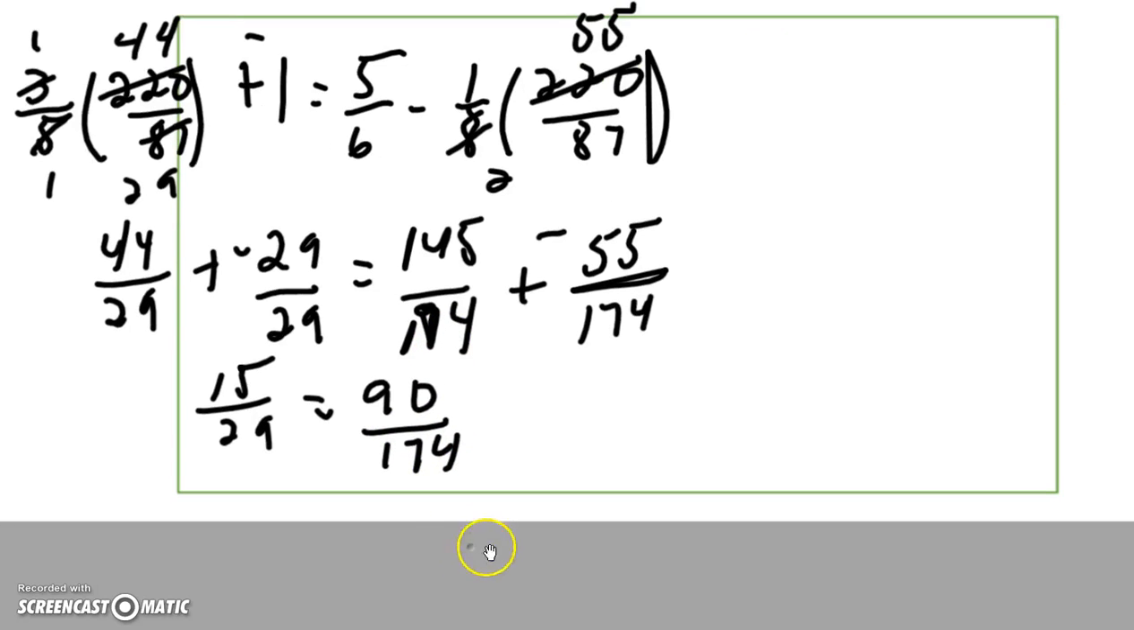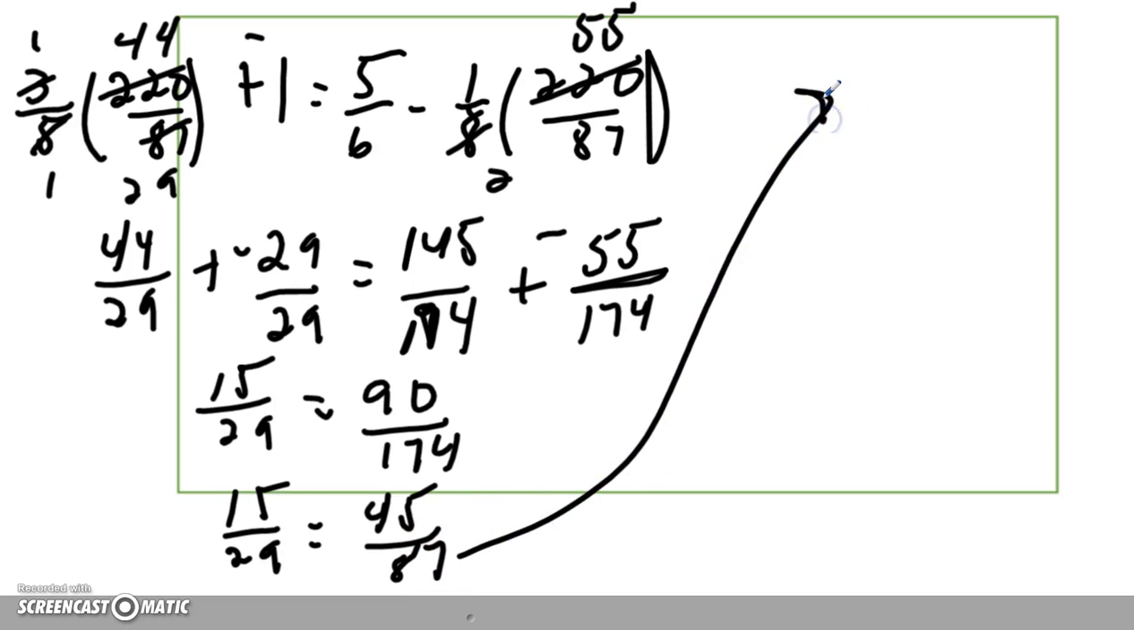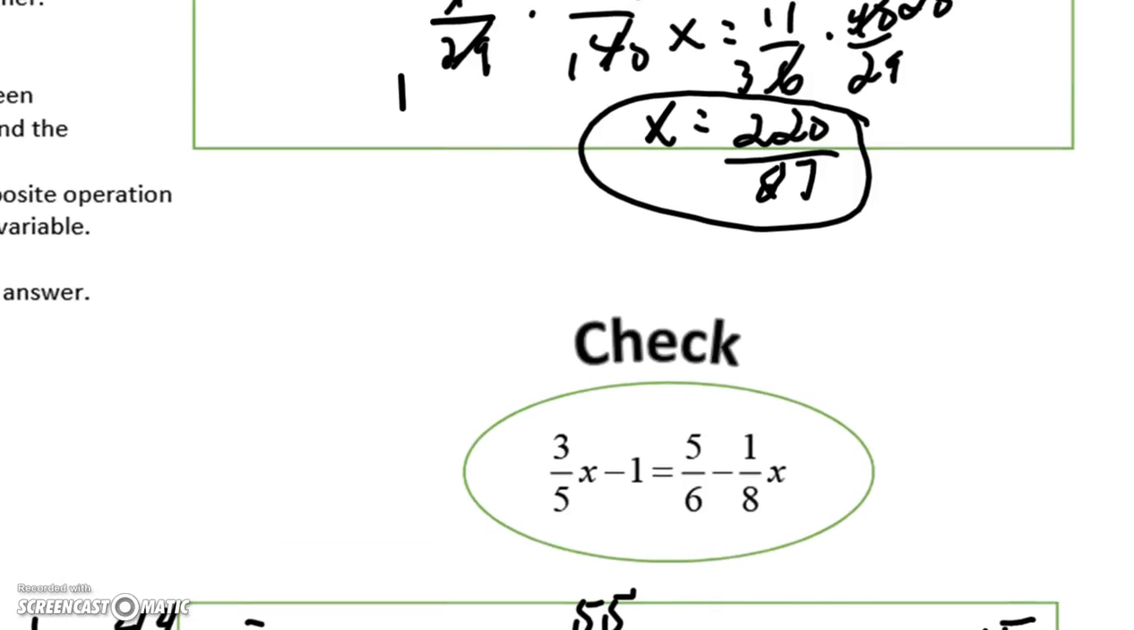I know they can both be divided by 2. Okay, so working on the right-hand side here, that would give me 45 over 87. And we know from an earlier example that 87 can be divided by 3, as can 45. 45 divided by 3 is 15, and 87 divided by 3 is 29. So we do end up with the same answer on both sides, so that means that our problem does check, and that 220 over 87 is our answer.